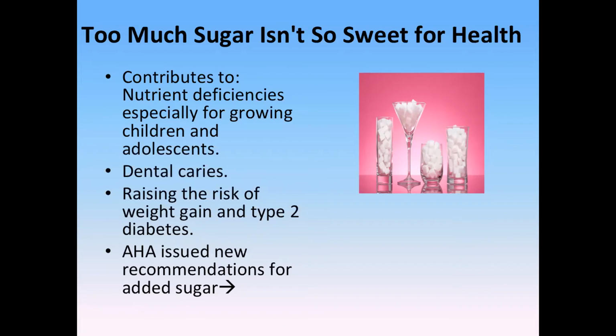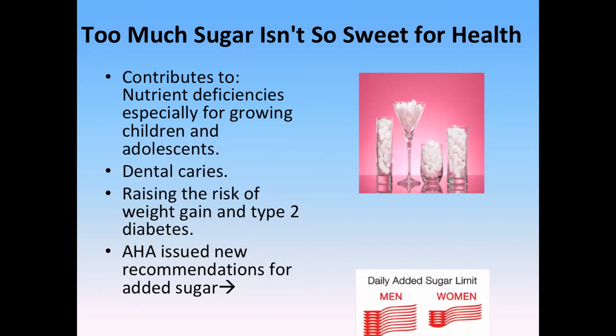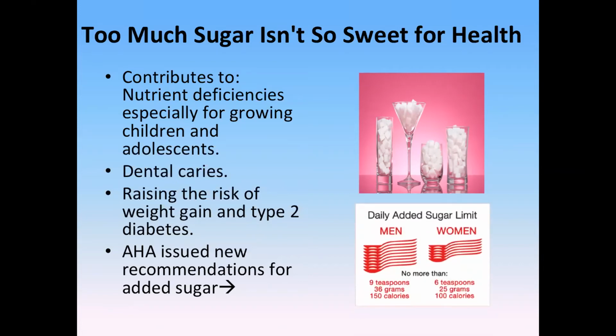Also, they are at risk of dental caries, and there is a raised risk of weight gain and type 2 diabetes, especially for young children and adults. So the American Heart Association issued a new recommendation for added sugar, not to exceed 9 teaspoons, equal to 36 grams of sugar per day. That equals 150 calories for men and less, of course, for women.